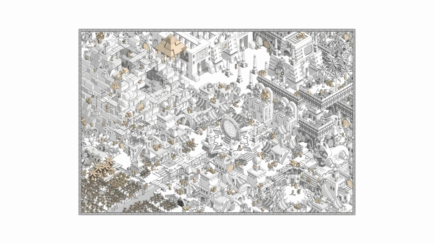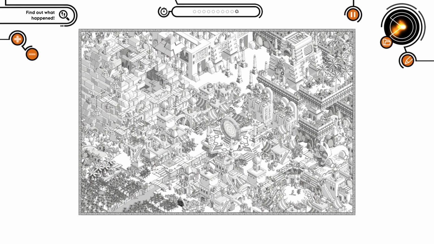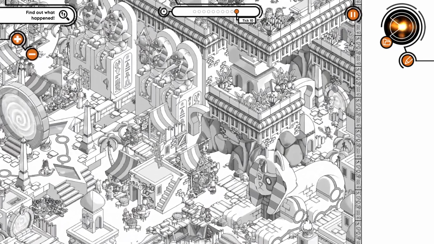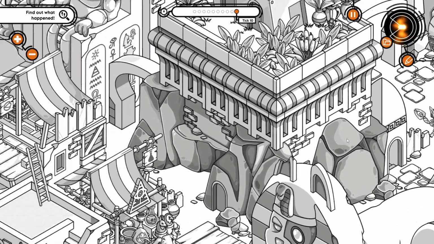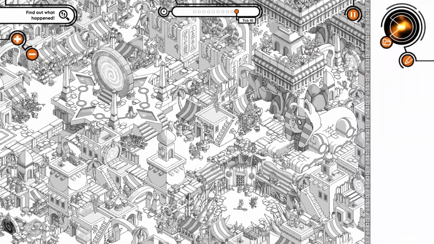Detective, I can see temporal fluctuations on the North Market Street. Something happened there. Market Street.